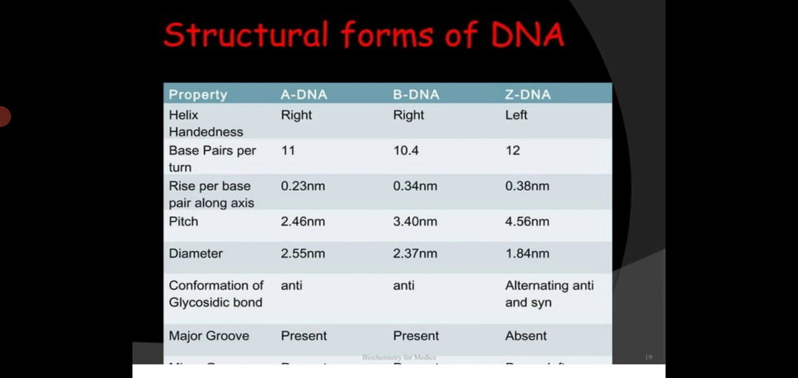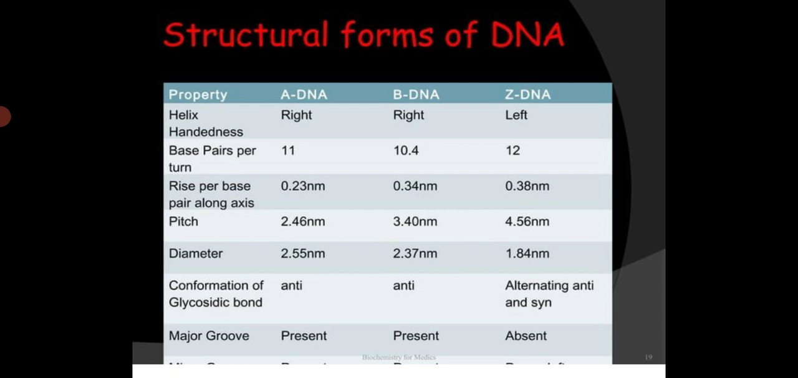The Z DNA is called a left-handed DNA. It has 12 base pairs in each turn. Rise per base along the axis is 0.38 nanometers, and the major groove is absent in Z DNA.